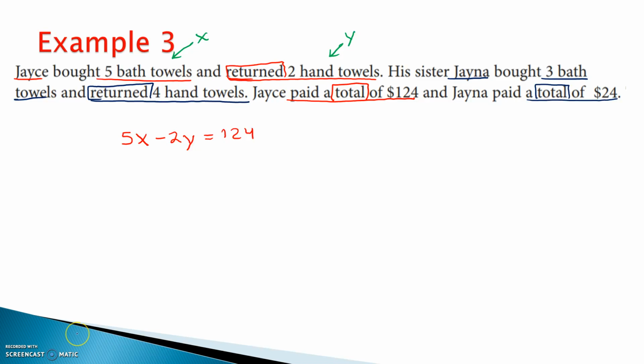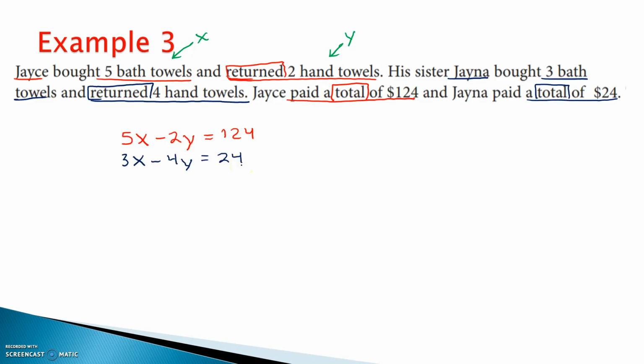Okay, what I have to do now is one for the sister here. So she bought 3 bath towels, so I'm going to say 3x. X is representing bath towels. And then she returned 4 hand towels. So again, if you're returning, you have to subtract it. Minus 4y is equal to what her total was, a total of $24.